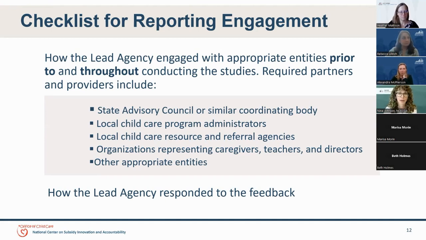And then reporting on how you conducted this engagement helps your partners and providers see themselves and their contributions in your report. So that's one of the reasons it's really important. It's important to include not only that you collected feedback, but what you did with that information once you had it. This helps partners and providers see how you use their feedback. And just as a reminder, lead agencies must engage their state advisory council or another similar coordinating body, local child care program administrators, local child care resource and referral agencies, organizations representing caregivers, teachers, and directors, and any other appropriate entities.